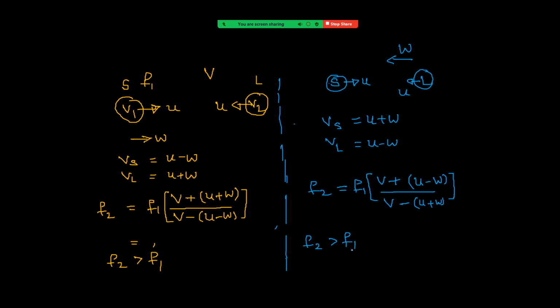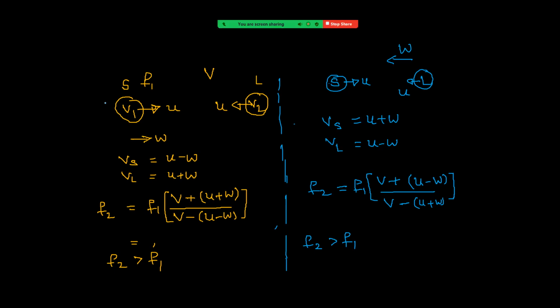That means whether the wind is blowing from source to listener or listener to source, the frequency will be greater than the actual frequency. Are you getting it? In both the cases, the observed frequency is greater than the original frequency. I think here we can get the same conclusion without making calculation also.